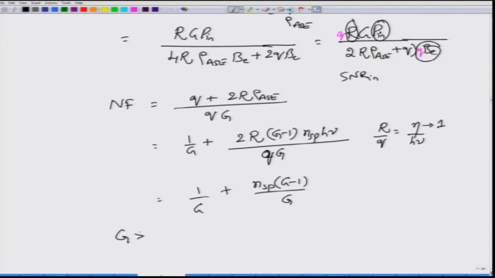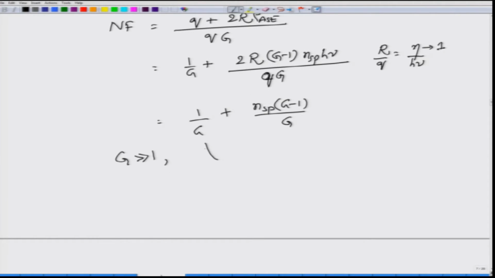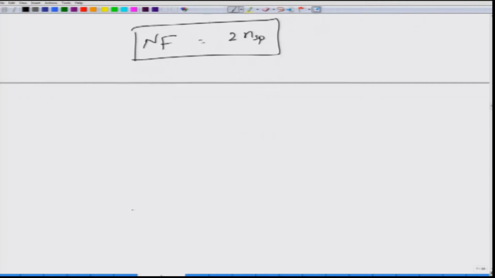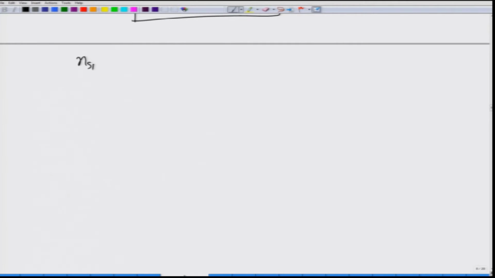If you assume G to be much larger than 1, which is what happens in practice, then the first term can be neglected, and in this term you have G minus 1, which can be approximately written as G, and then you have a G in the denominator, sorry, here there is a 2 in the numerator. So this would again be equal to 1, and then what you get is 2 N SP. So this noise factor turns out to be 2 times N SP, and N SP is the population inversion factor which we have defined in the previous one, given by N2 by N2 minus N1.